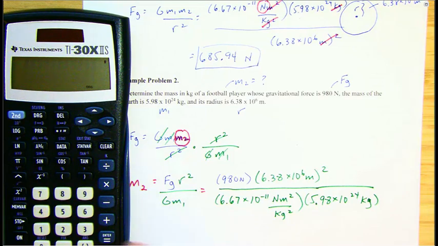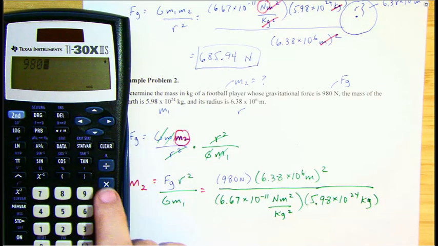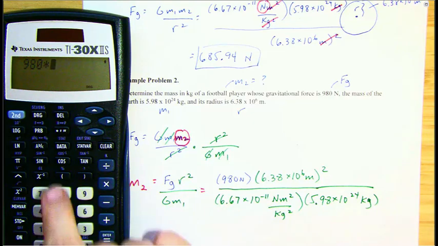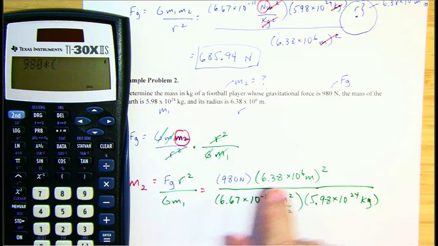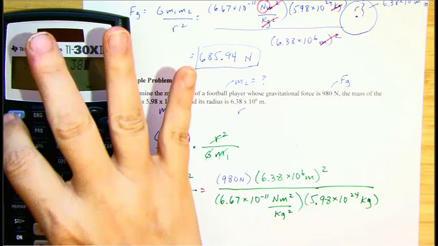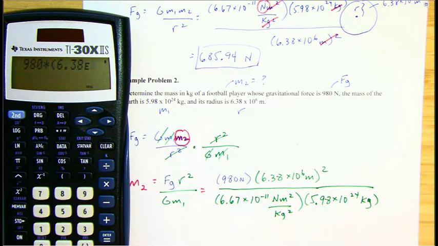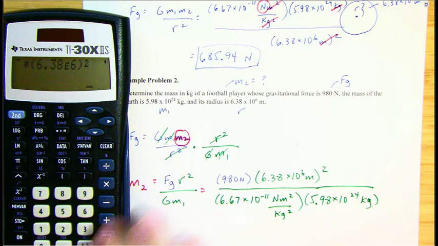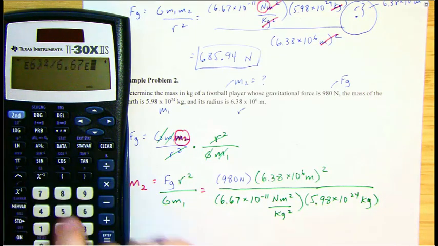Okay, so I've got 980 times, and this is scientific notation. Again, I'm not sure if it's going to square the whole thing or just the exponential. I haven't tested it yet, so I'm going to put this whole thing in parentheses and then square it. 6.38. Remember, in scientific notation, you don't put in times 10. You just use that EE or that EXP button, whatever your calculator has, to the 6th power, close parentheses, and then square it. Okay, I'm going to divide by 6.67 EE negative 11.